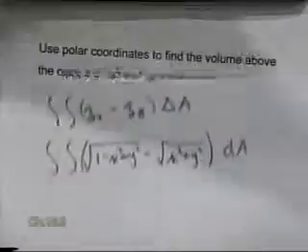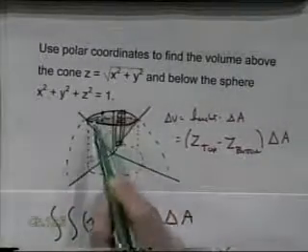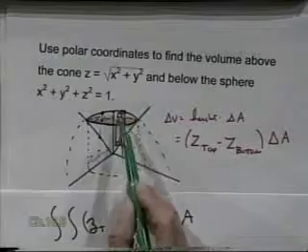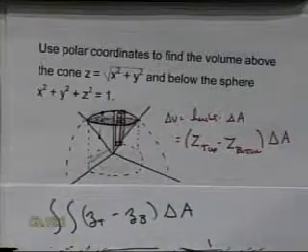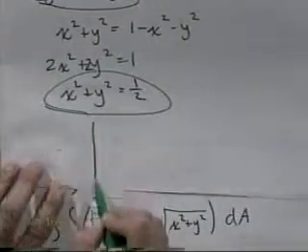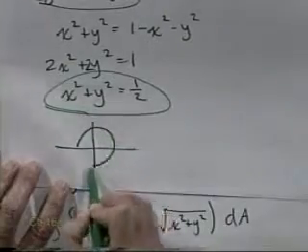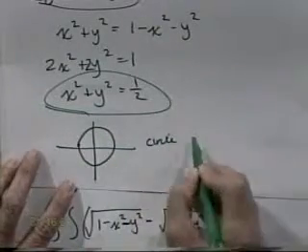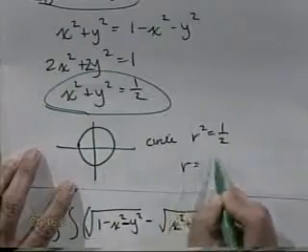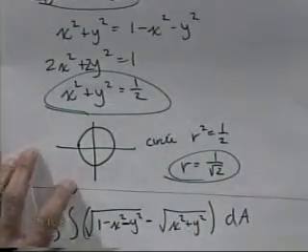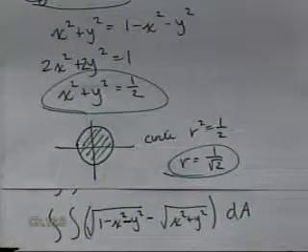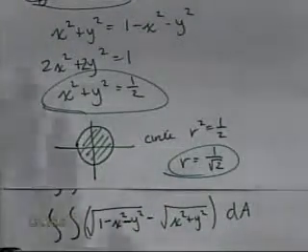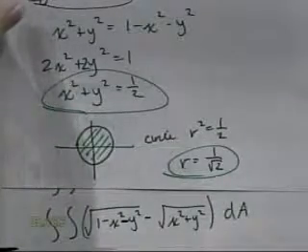And what's the region that we're integrating over? Well, we can integrate over this region right here, or we can take that projection down onto the xy plane. And we already figured out the equation of that intersection is x squared plus y squared equals a half, which is a very nice little circle. It's a circle with r squared equal to a half, or r equal to 1 over root 2. Since we're integrating over a circular region, let's do our integration in polar coordinates, in terms of r and theta.